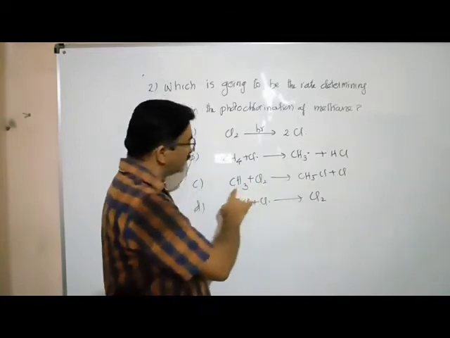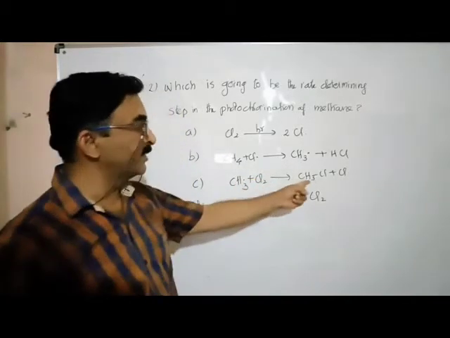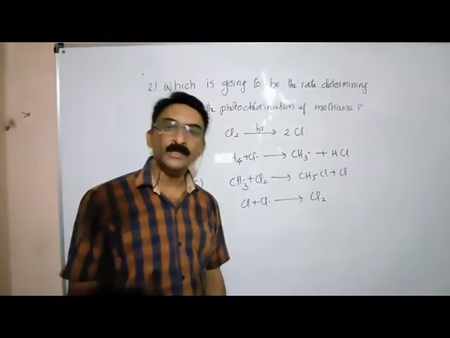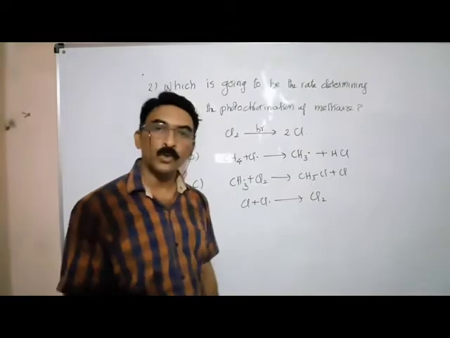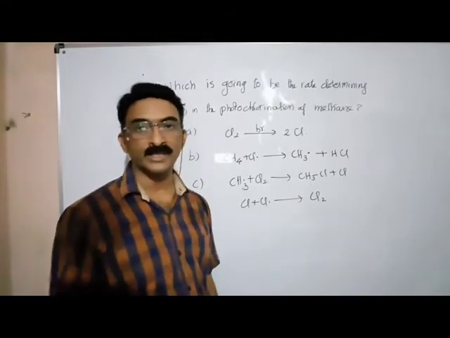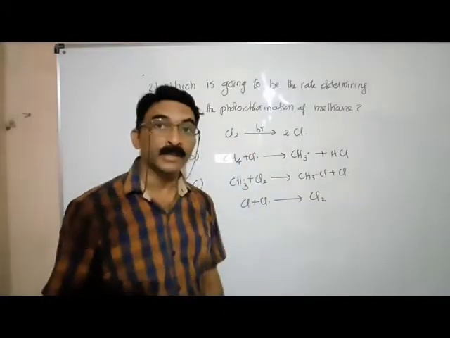Once the methyl free radical is formed, it reacts with chlorine very easily, forming CH3Cl and Cl. And that's not going to be a slow step. And lastly, combination of two chlorine atoms is not going to be a high energetic reaction. So your answer here is B.